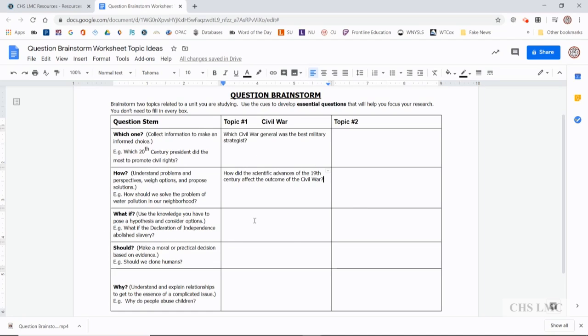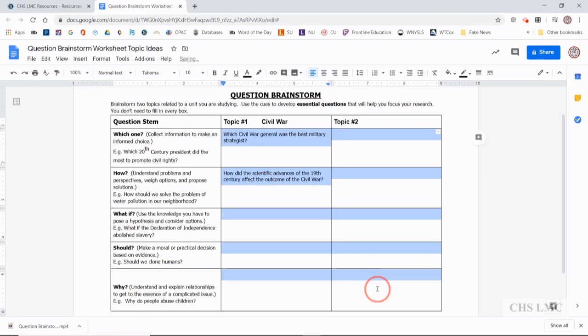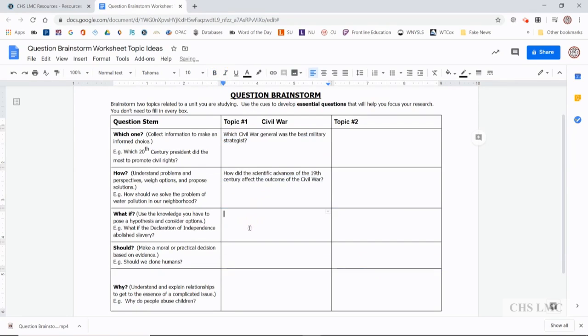So what if? So let's pose a what if question here for the Civil War. What if General Lee had better intelligence at the Battle of Gettysburg? So that would be a good what if. What if Southern generals had their intelligence before going into the Battle of Gettysburg? Would be an interesting what if hypothesis.